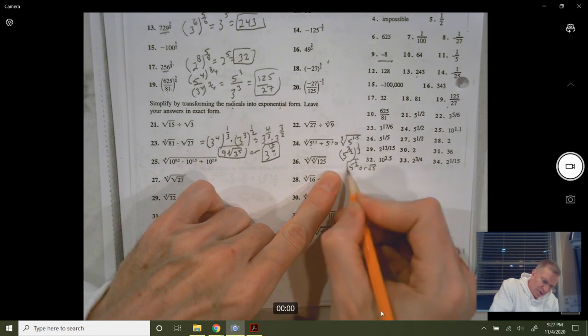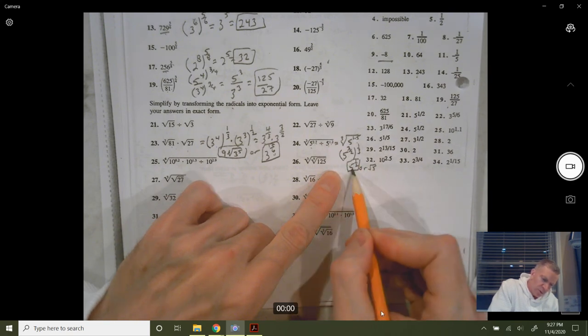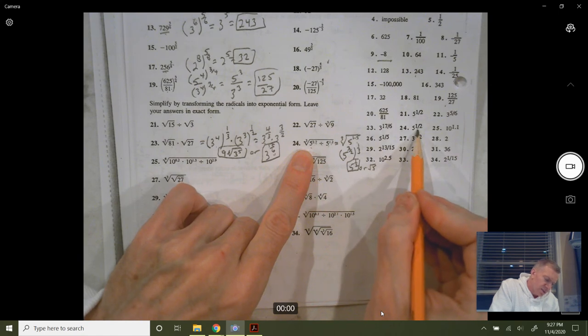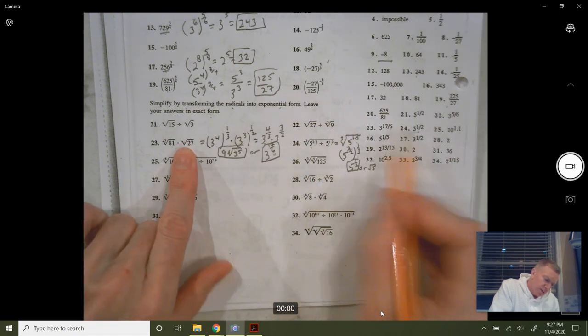I think they give all these as exponential form. So 24 was this. Let's just double check 23. Did we get that right? We did. Okay.